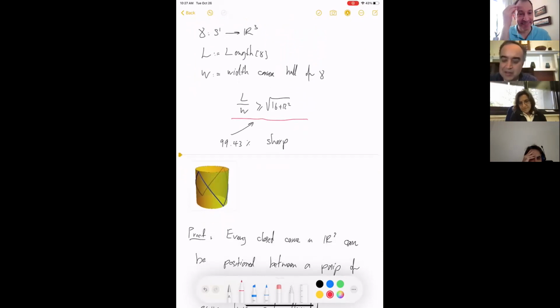And this is 99.443% sharp, because this example that I've drawn here, this is a curve that you can draw on the cylinder. It's composed of 4 helical segments. If you compute L over W, it comes within 99.5% almost of this value. So unlike the in radius problem, there is not even a conjectured curve for the optimal curve for the width problem. Okay, so it turns out that this curve that I've drawn here, it's not optimal. It can be improved a little bit.